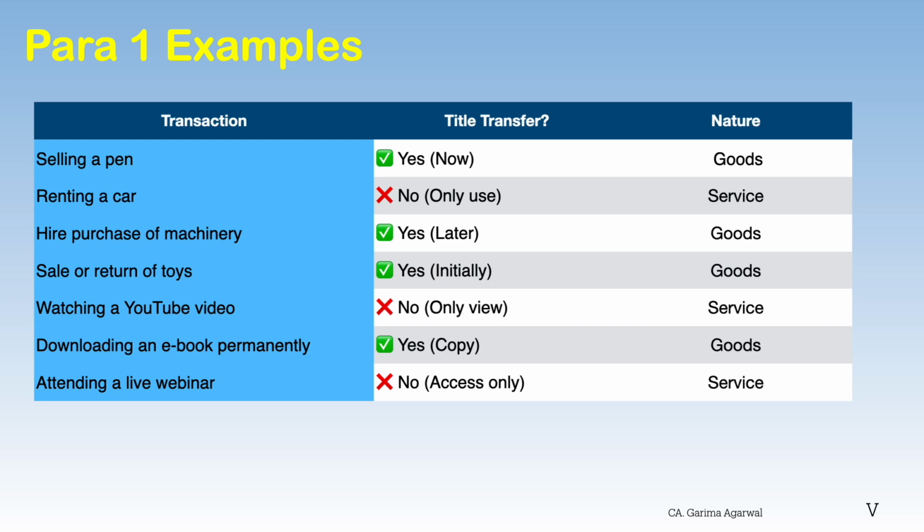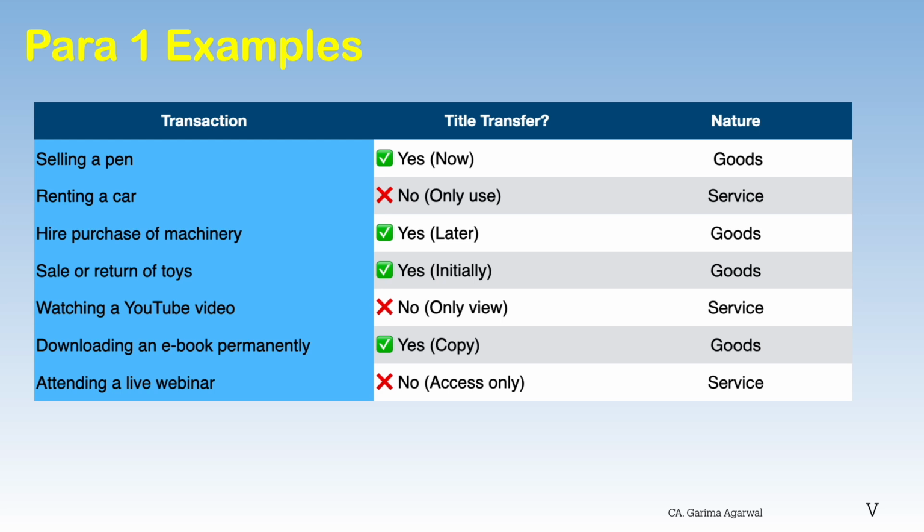So a transaction is selling a pen. Will the title be transferred? Yes. Now if you sell a pen and you get money, the title is immediately transferred. So it is a supply of goods. Now renting a car. Is the title transferred? No. It's just for a right to use, right? So it is a service. Hire purchase of machinery. Yes. The ownership will pass at a later date. So it will become supply of goods.